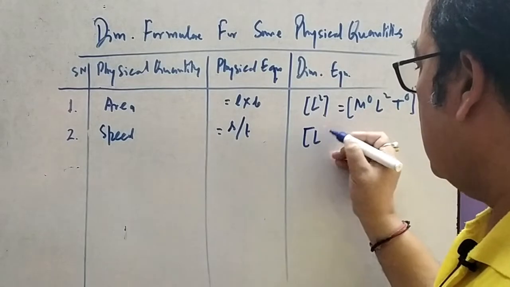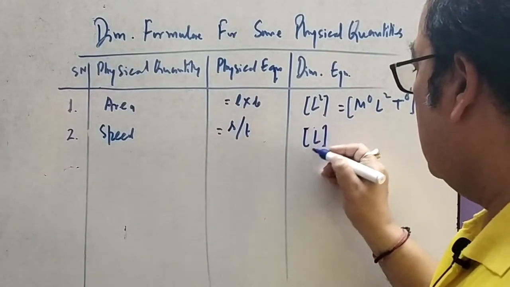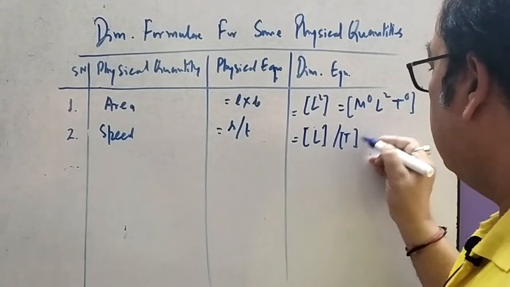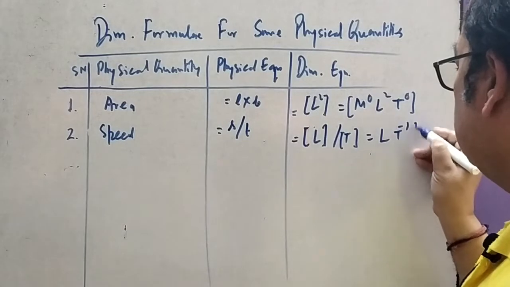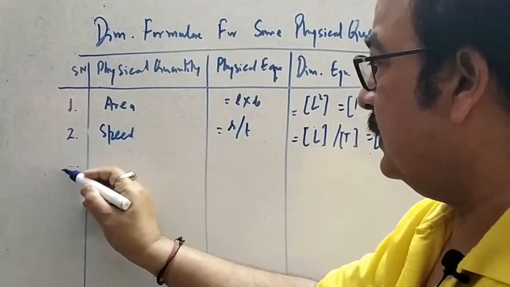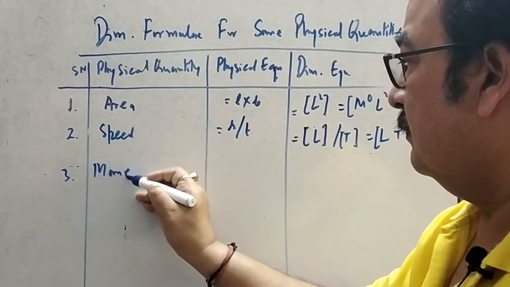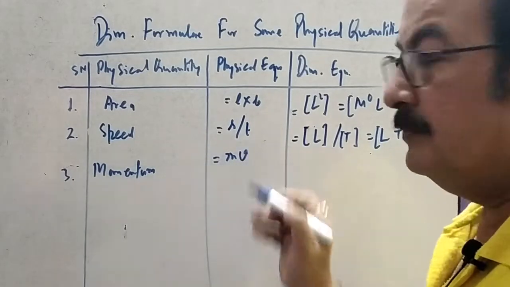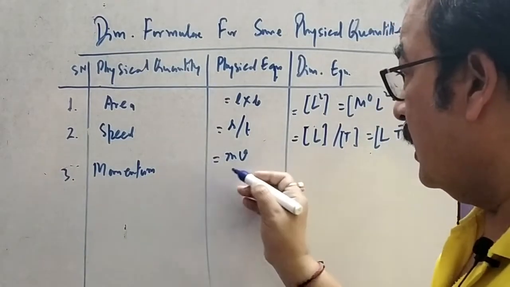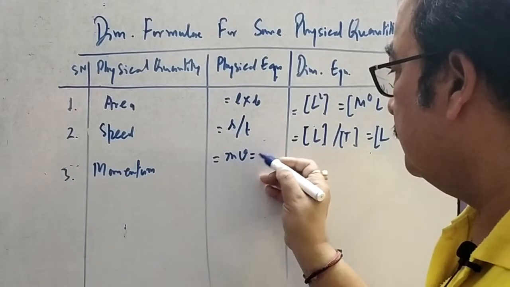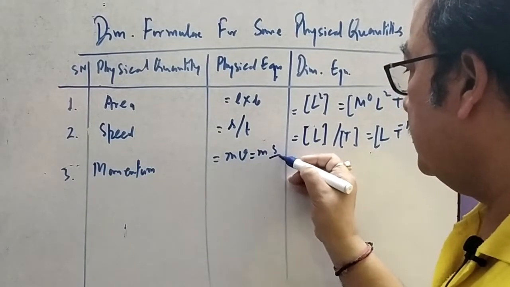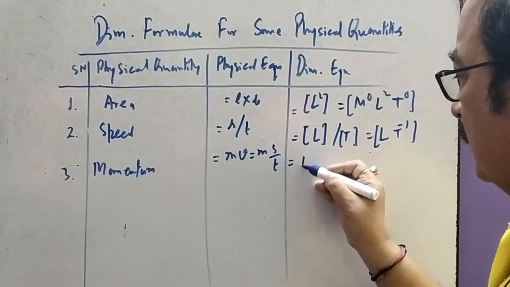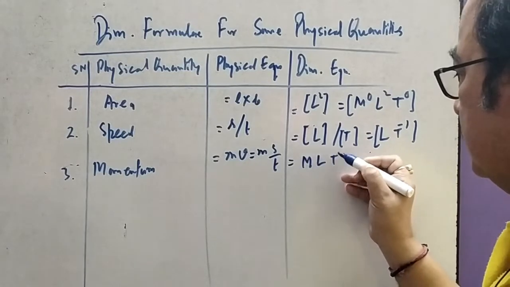Here we write L upon time, LT minus 1. Suppose we write momentum. We write M into V, mass into velocity, and velocity equal to S upon T. Therefore, its corresponding dimensional formula will be M L T minus 1.